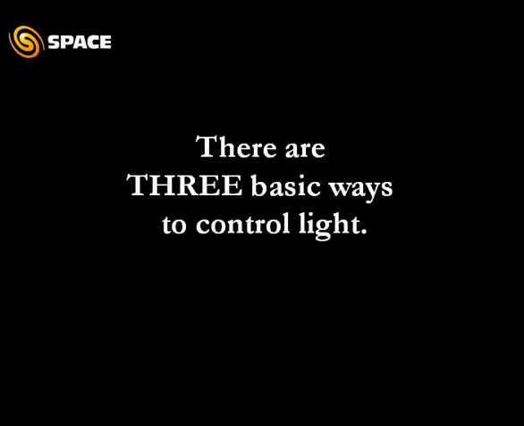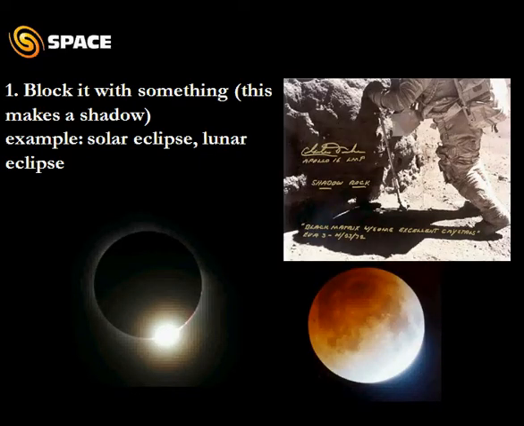The first one is to block it. For example, if the light is coming towards you and you put something between you and the light source, then you are blocking the light. The perfect example of this is the solar eclipse, the total solar eclipse and the partial one also, where we are blocking the light. In the total solar eclipse, we are blocking the light completely. In the annular solar eclipse, we are not completely blocking it out.